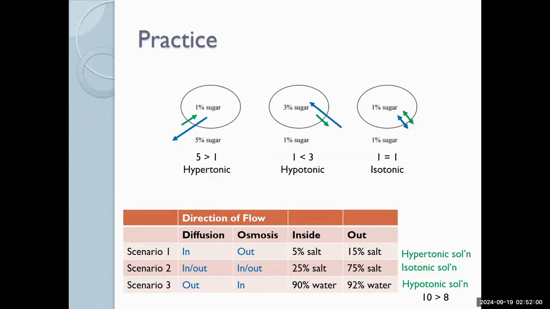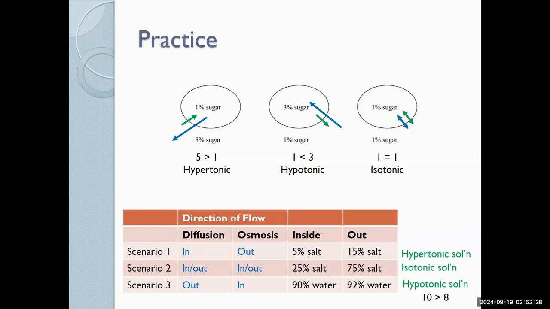In our top panel, we can see that the cell has only 1% sugar, while outside is 5%. So sugar, depicted in green, is going to move in. But if there's 1% sugar in the cell, that means the cell's 99% water. Remember, because solute and solvent are inversely proportional. So water is going to be moving from inside to out.